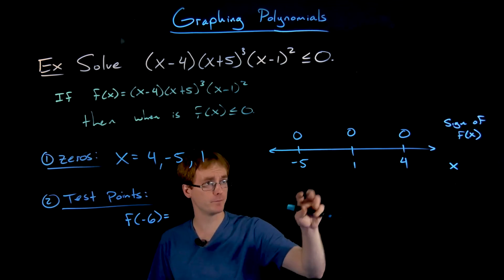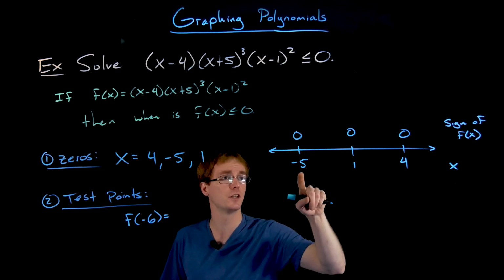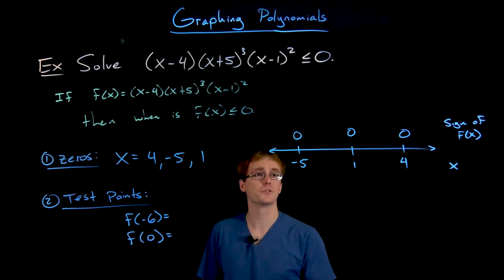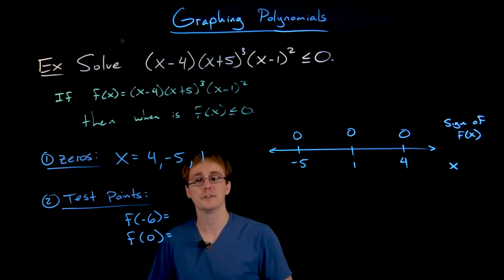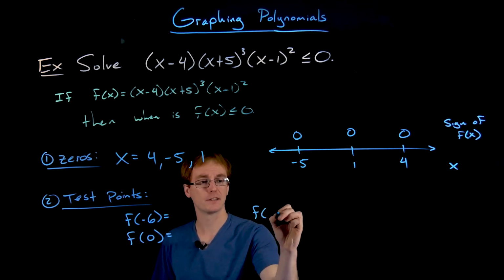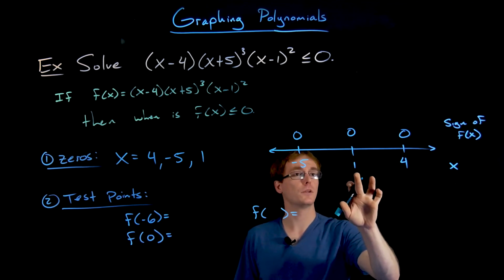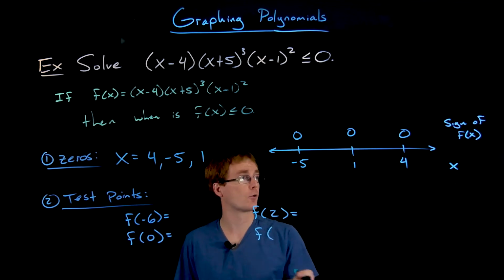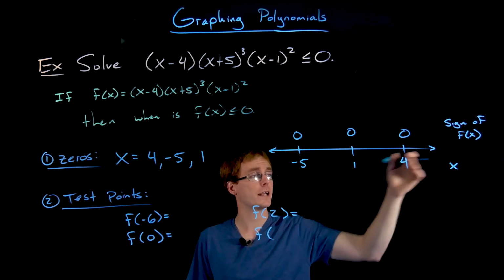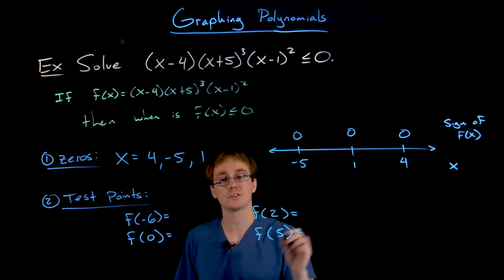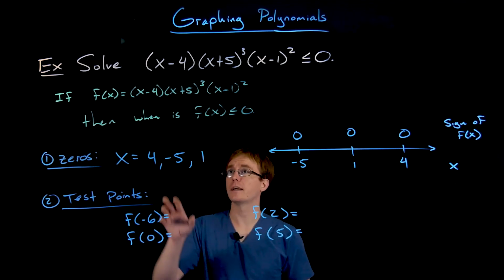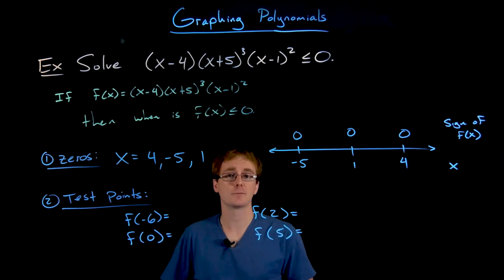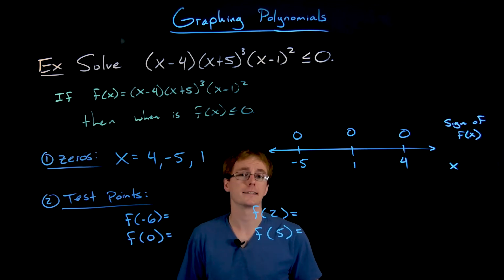Next, we'll need a test point for the values between our next two zeros, between negative 5 and 1. Well, x equals 0 is between negative 5 and 1. I always try to use x equals 0 as one of my test points if I can. Our next interval is between 1 and 4. I think 2 or 3 would be excellent choices for that interval. For our last interval to the right of 4, let's use x equals 5. So now we have to evaluate our quantity, x minus 4 times x plus 5 cubed times x minus 1 squared, at these 4 distinct x values.